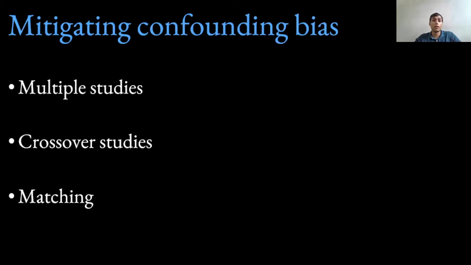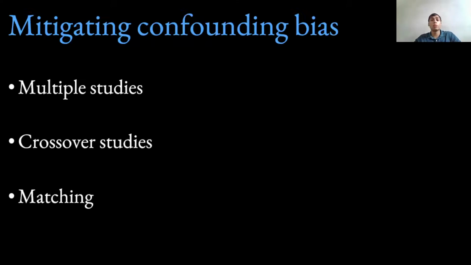Now, how do we mitigate bias which can occur while interpreting the results? So, how do we mitigate confounding bias first? Now, if we perform multiple or repeated studies, we can help by getting more data, and we can reduce the effect of the confounding factor.